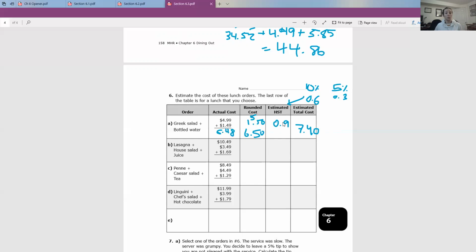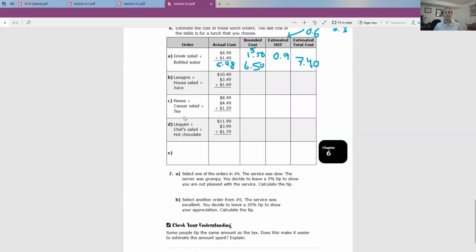If you have something like 0.9 and you wanted to round it to $1 to make your numbers easier to work with, that's okay. We're just rounding right now, okay? So anyway, this would be your estimated cost or your rounded cost. So please do questions B, C, and D on your own. Part E, pick your own items, get your own cost, do your own estimate, okay, and finish the last one up.